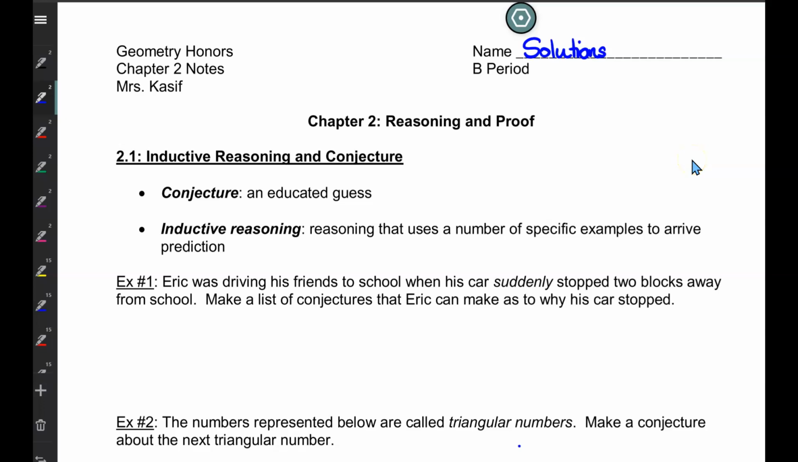Okay, so today we are going to take a look at section 2.1, inductive reasoning and conjecture, starting out chapter 2. So let's start off with a definition of a conjecture. When we make a conjecture, we're basically making an educated guess. And that educated guess is part of our inductive reasoning. So this is reasoning that uses a specific number of examples to arrive at a prediction.